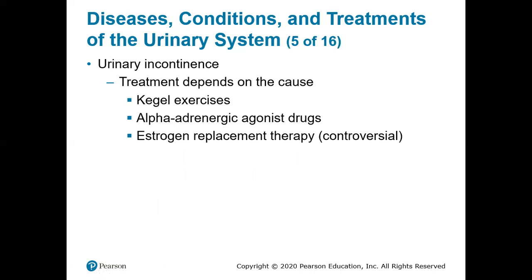So treatment depends on the cause. Kegel exercises may be beneficial in controlling urine leakage. They help improve the muscles of the pelvic floor, thereby improving the urethral sphincter tone and function. Alpha adrenergic blockers, alpha adrenergic antagonist drugs. And we also have estrogen replacement therapy, which is controversial.